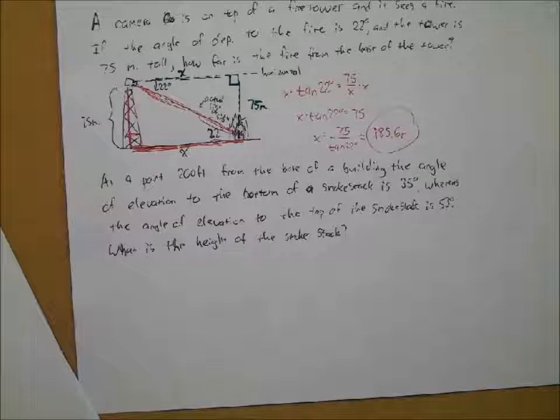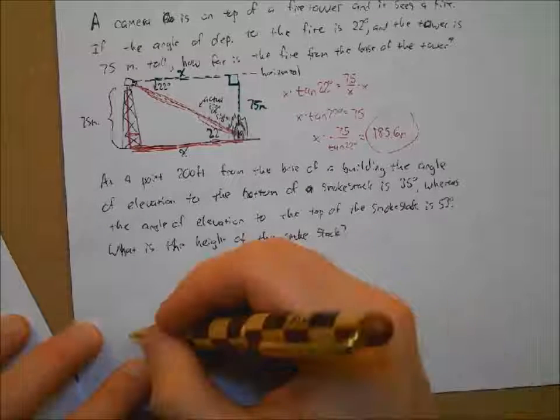At a point 200 feet from the base of the building, the angle of elevation to the bottom of the smokestack is 35 degrees, whereas the angle of elevation to the top of the smokestack is 53 degrees. What is the height of the smokestack? Okay, so we'll draw a picture here.